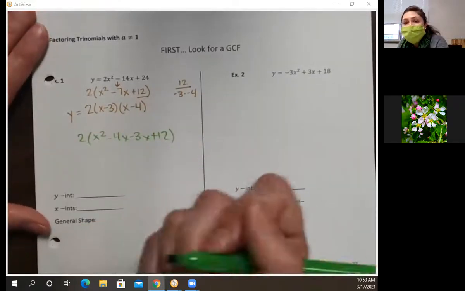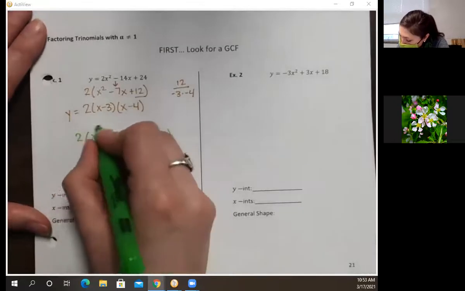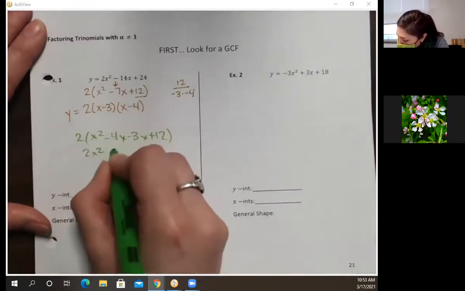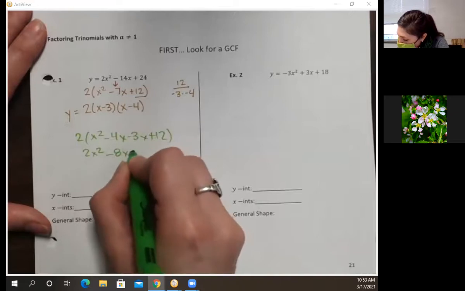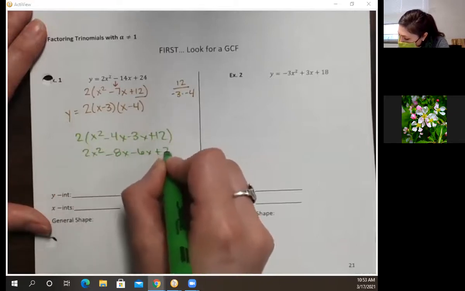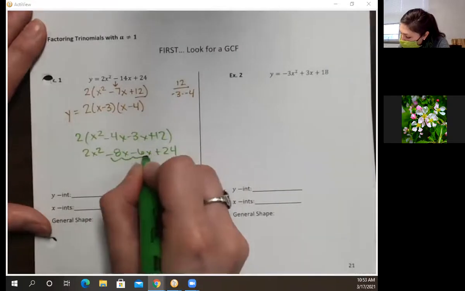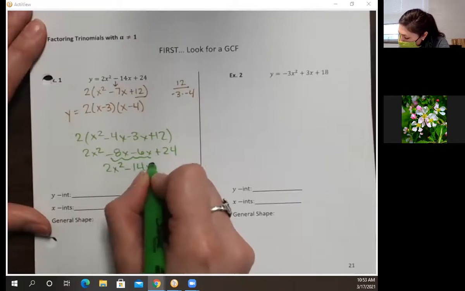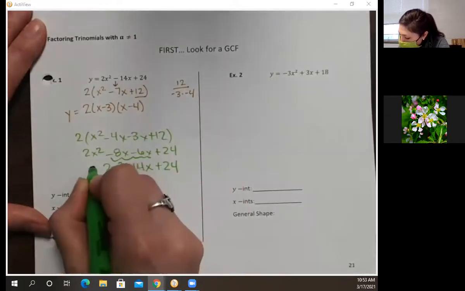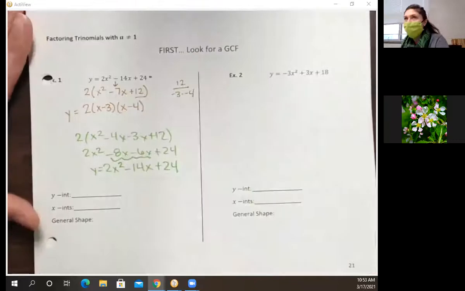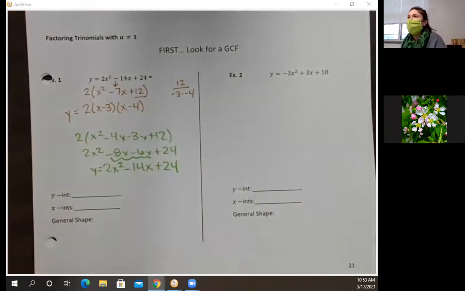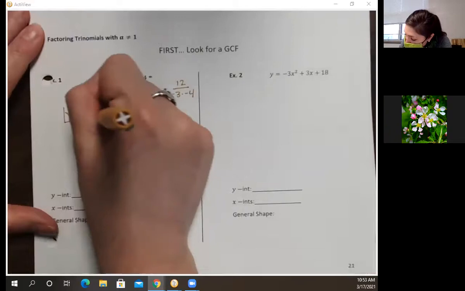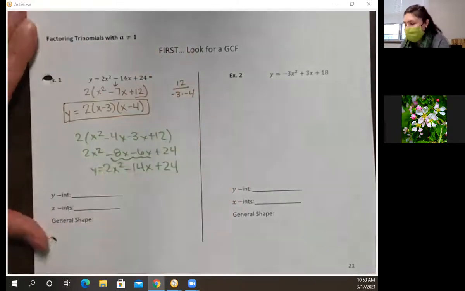Again, this is exactly like the second example we did yesterday. So that would give me 2x squared minus 8x minus 6x plus 24. When we combine our like terms, we have 2x squared minus 14x plus 24. And notice that's the same as our original problem. I can always check my factoring by distributing it back out. Since I got the same thing as my original problem, that means I factored correctly.